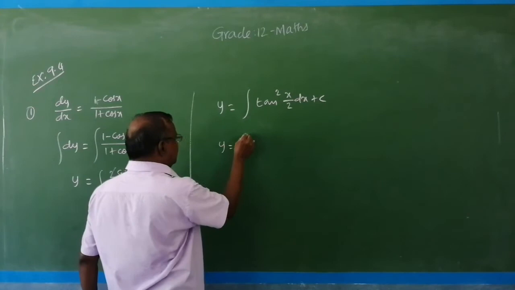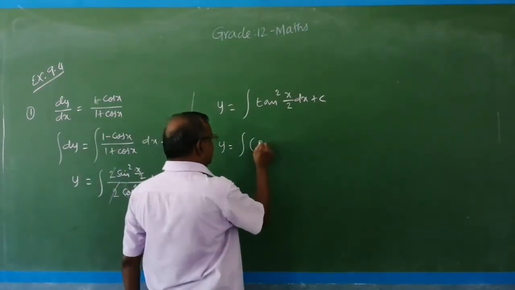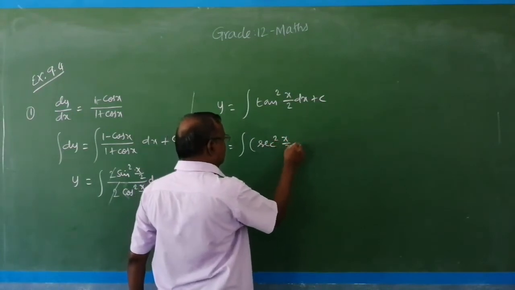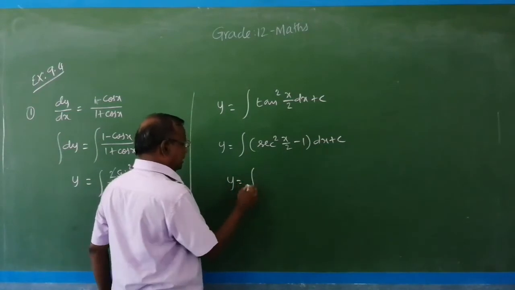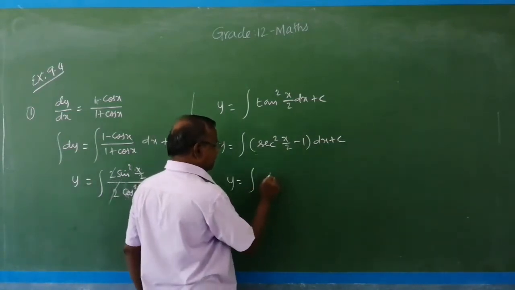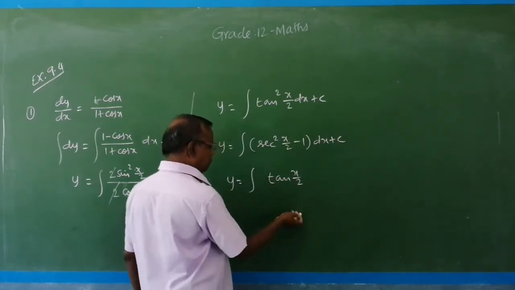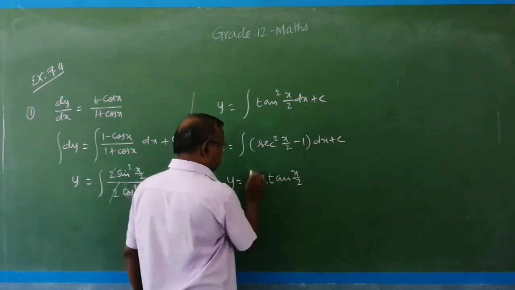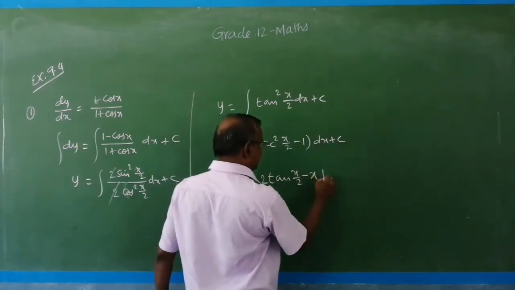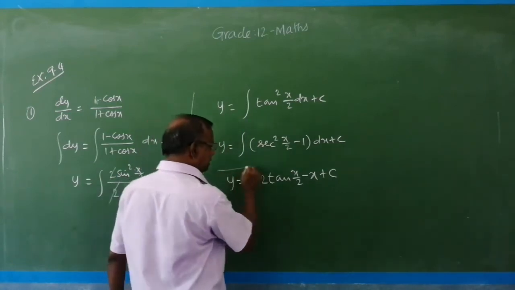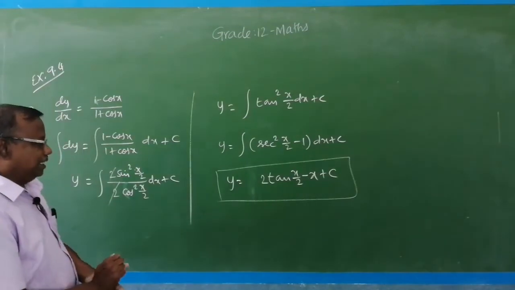So y equal to, we don't have a formula for tan square, so let us use the identity, that is secant square x by 2 minus 1 into dx plus c. Now integrating secant square x by 2, we have tan x by 2, and the coefficient of x is 1 by 2, divided by 1 by 2 means this is 2, minus, and integrating 1 we have x plus c. So the answer is y equal to 2 tan of x by 2 minus x plus c.